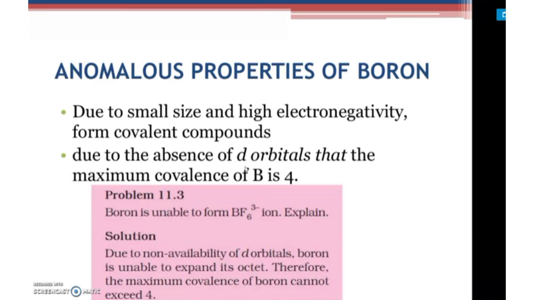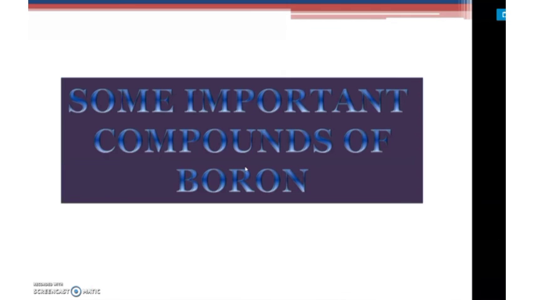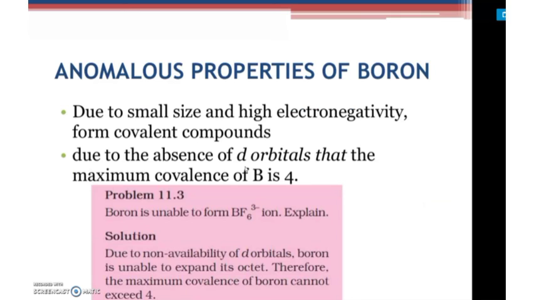And this anomalous property of boron is also similar to the next member in the second group. This relationship is known as the diagonal relationship. This we have already studied in the previous chapter. So this is all about the boron family.